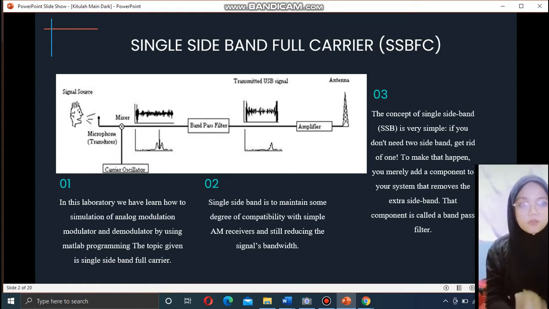The concept of the single sideband, SSB, is very simple. If you don't need both sidebands, get rid of one. To make it happen, you merely add a component to your system that removes the extra sideband. That component is called a band pass filter.